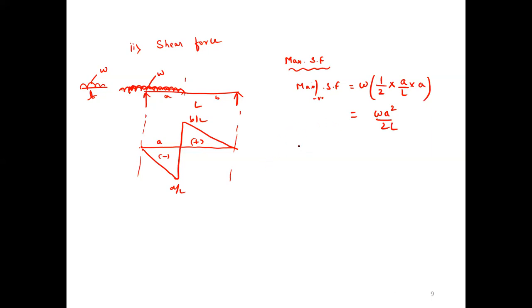If you want maximum positive shear force, in that case where do you have to place the UDL? You have to place the UDL here. So this is W. W into half into base B and height B by L. So what you are getting is W B square by 2L. Out of these two, this is negative and this is positive.